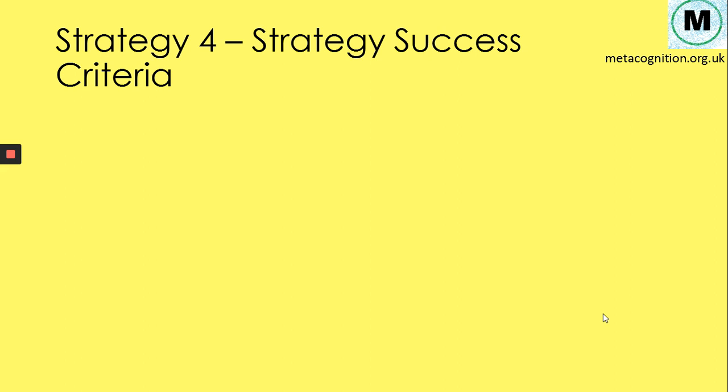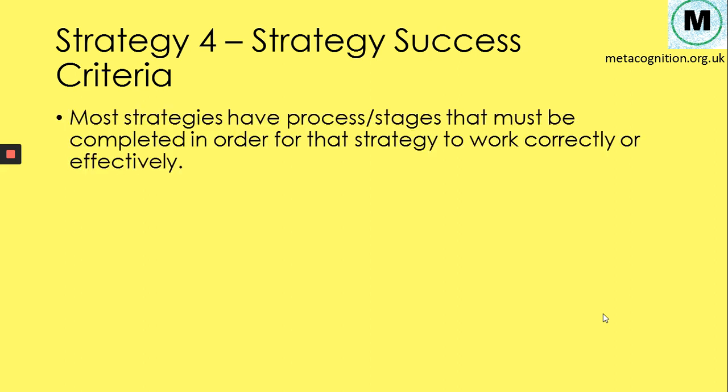So strategy 4 I've called strategy success criteria. So the idea here is students make a list of what must happen for a strategy to work correctly. So this is slightly different from the content side. It's about the strategy side. All strategies, all cognitive abilities have stages, processes, steps we need to go through. So list them out. I need to do this, this, this, and this. And then again, students can tick them off as they go through their answer.